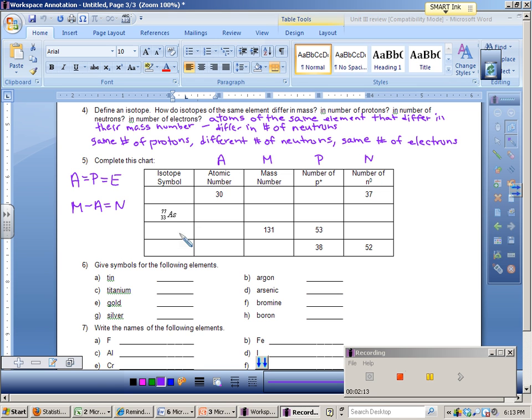Okay, so sometimes we ask you to do electrons in this type of chart as well. You certainly should be able to do that because we're only going to be dealing with neutral atoms, therefore the number of protons and electrons will be the same. In this table, we've only gone to proton and neutron.